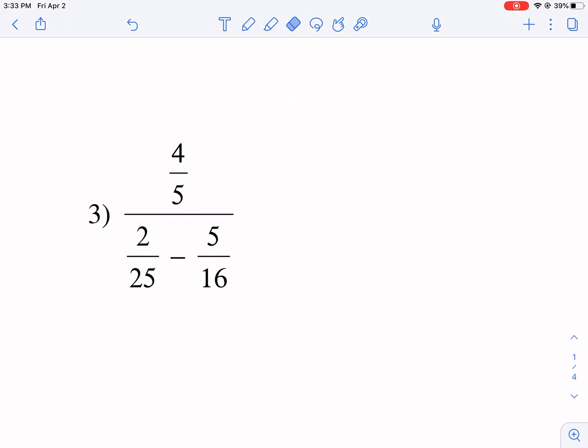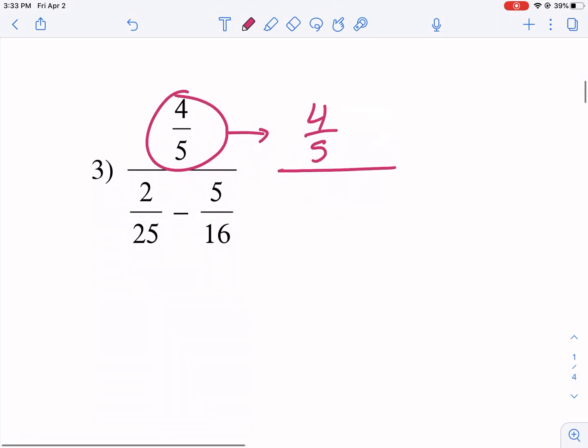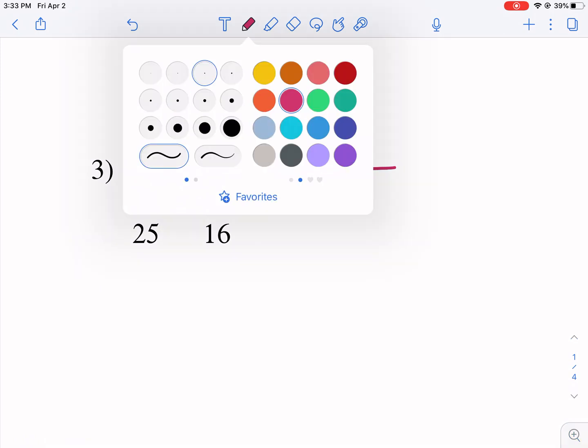So what I'm doing here is, first, this guy's fine. I'm leaving him alone. I'm going to change this later. What I'm trying to do is simplify this. I'll change this to purple.